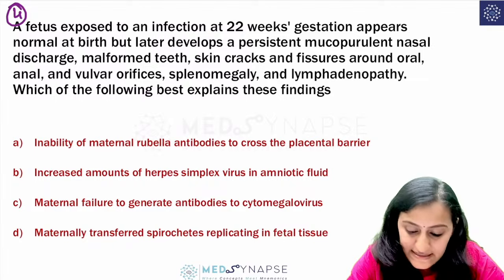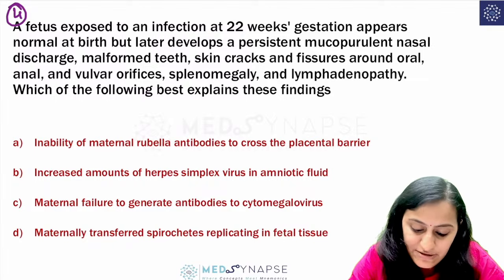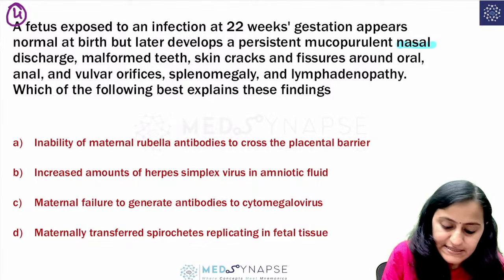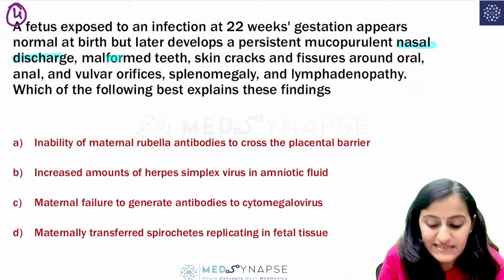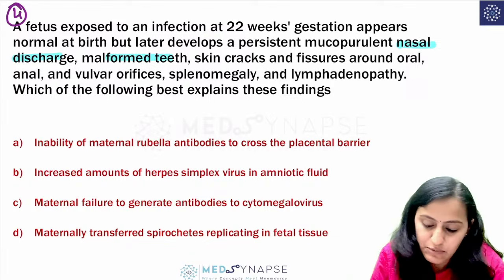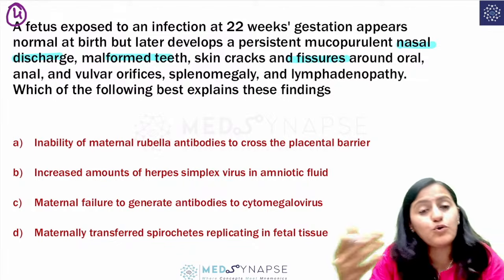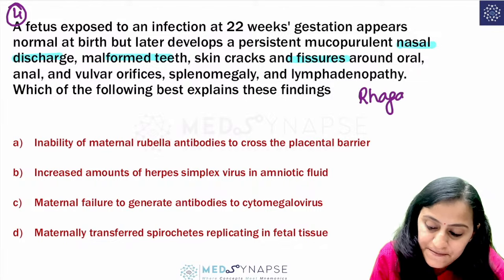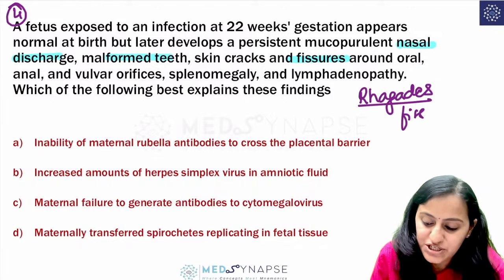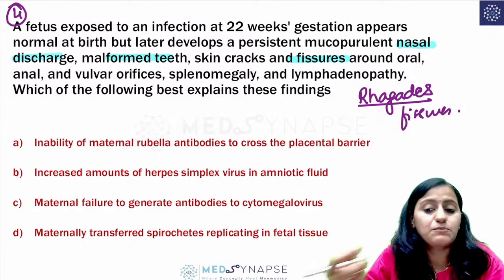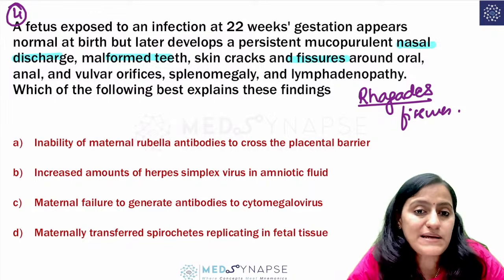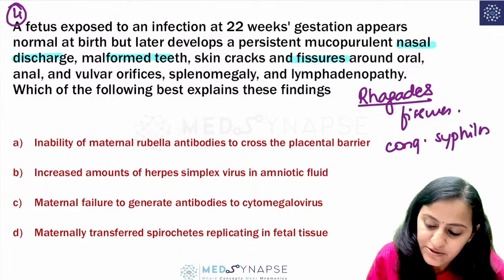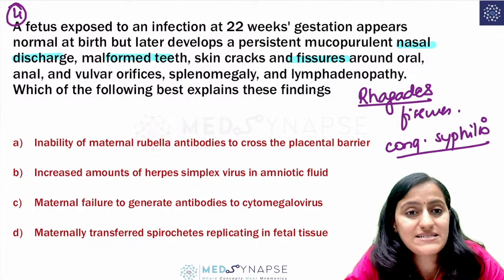Very good. Amazing, guys. This is congenital syphilis. How do you know this is congenital syphilis? A persistent mucopurulent nasal discharge, malformed teeth, right? Hutchinson's teeth, mulberry molars, skin cracks and fissures around oral, anal, vulvar orifices. So that's basically rhagades, right? All these fissures which are seen, oral, vulvar, all this is basically features of congenital syphilis. Okay, so the diagnosis here is congenital syphilis.